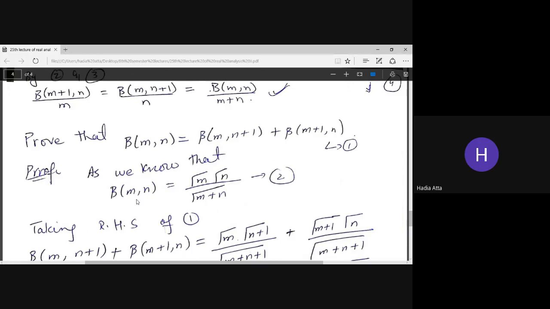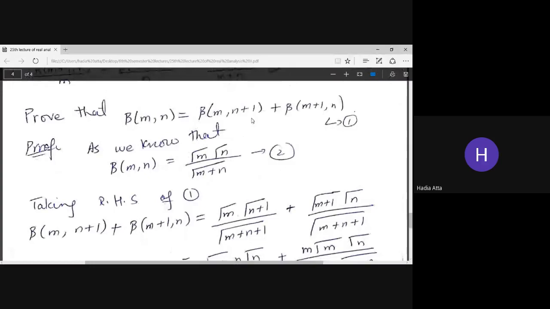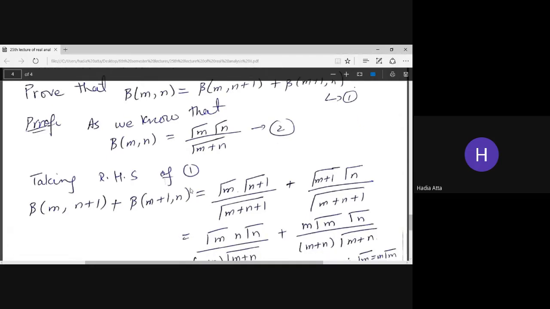And what is the definition of a beta function? With the relationship of the gamma function, that is beta m n is equal to gamma m gamma n divided by gamma m plus n. Okay, so now what we will do, we will take the right hand side of equation number 1 and open both beta functions with the help of the gamma function definition. So your right hand side becomes gamma m gamma n plus 1 divided by gamma m plus n plus 1 plus gamma m plus 1 gamma n divided by gamma m plus n plus 1.